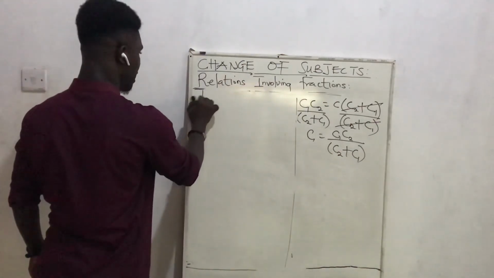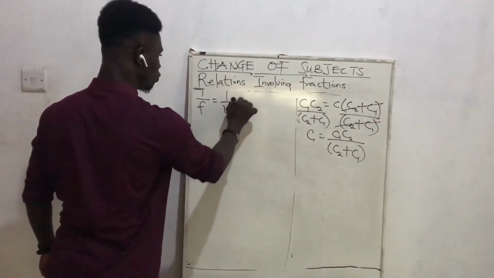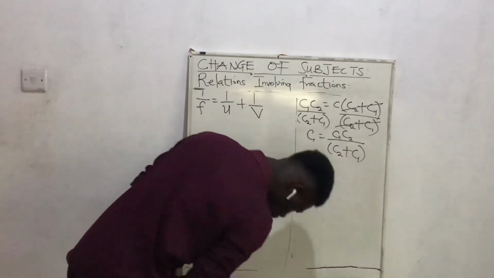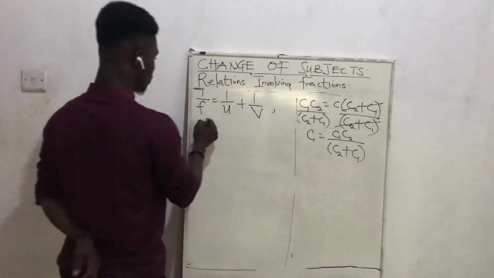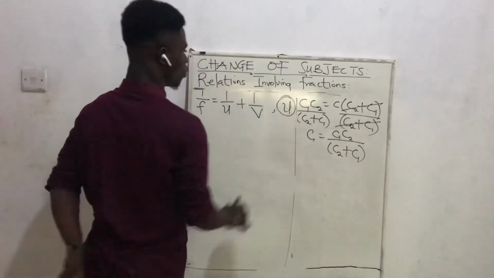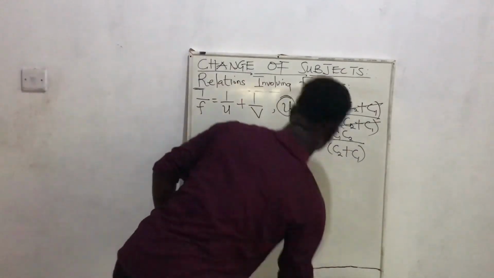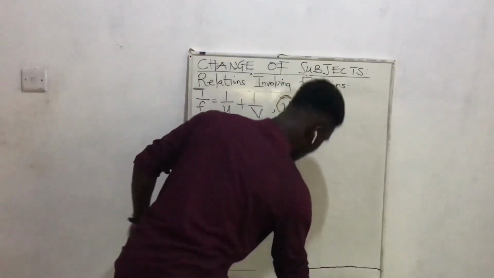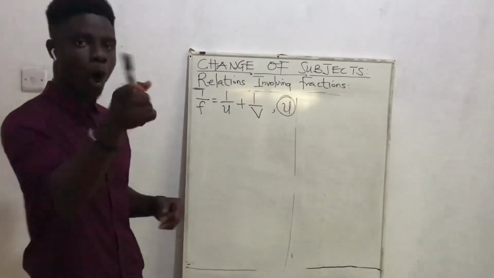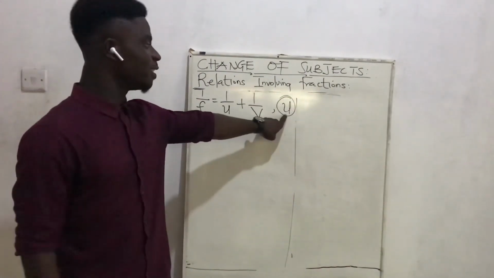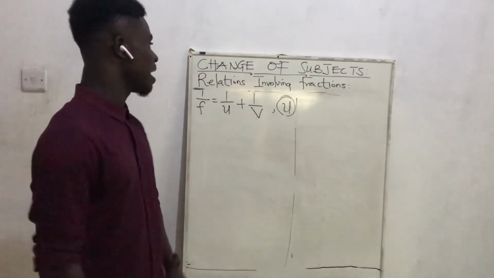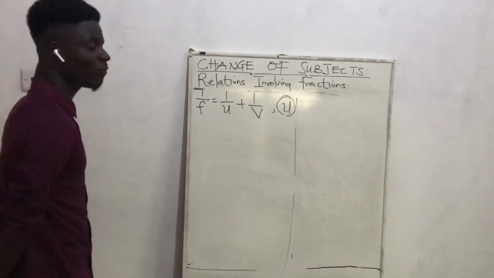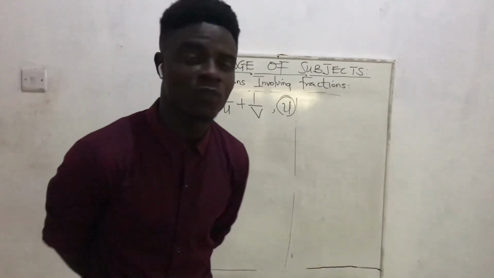I have 1 on F equals 1 on U plus 1 on V. We are making U the subject. So we want to make the letter U. The variable circled is what we are making. So you can pause the video, then make this variable U the subject. Alright, let's proceed. So we have to find the LCM. How do we find the LCM?